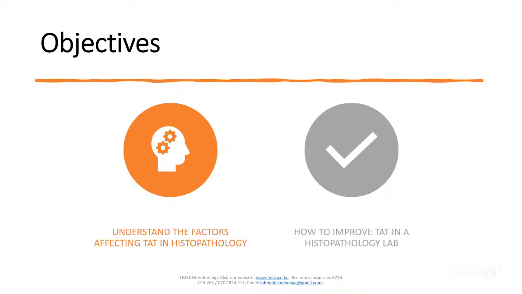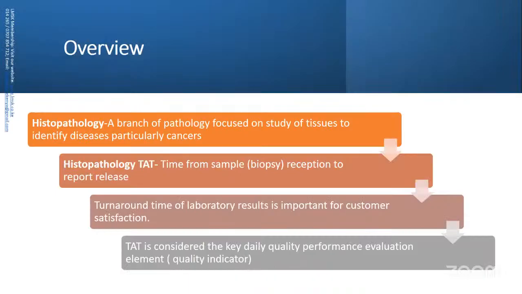So the objective of the day is to understand the factors that affect the TAT in a histology lab and how to improve this TAT in the lab. So just a brief definition. Histopathology is a branch of pathology focused on the study of tissues to identify diseases, particularly cancers. It can be used to diagnose other diseases, such as microorganisms. Histology is mostly interested in cancers.